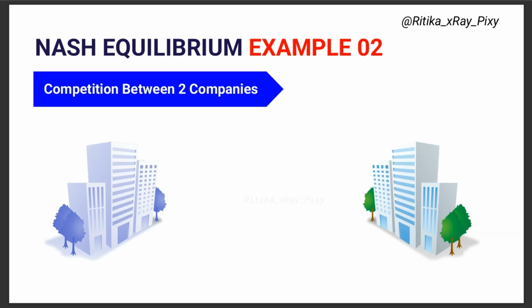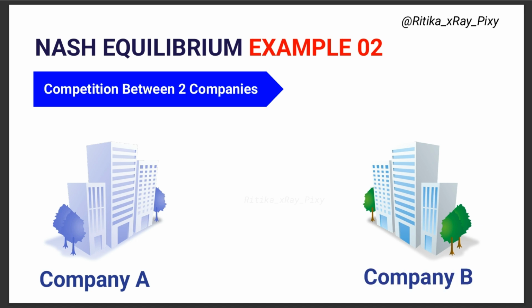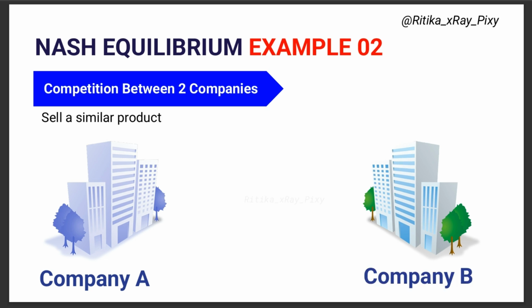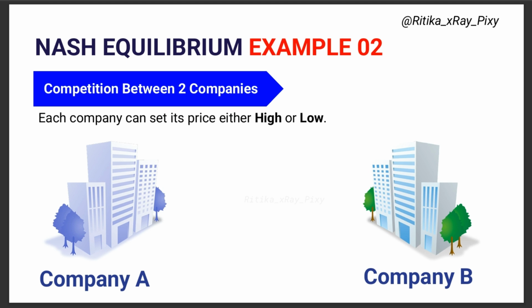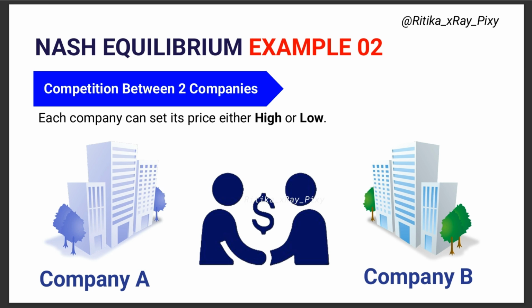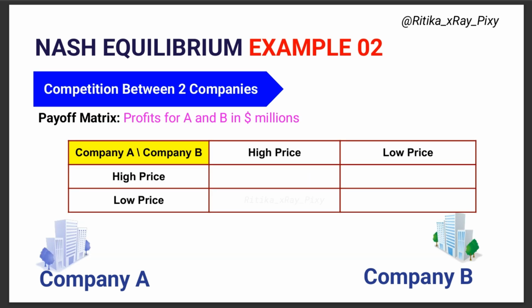Now the second example: competition between two companies. Suppose we have two competing companies, company A and company B, and they sell similar products. Each company can set its price either high or low, and their profit depends on the combination of their pricing strategies. Here you can see the payoff matrix. We will consider the profit for company A and company B in dollar millions. So we have two companies, and they can set price either high or low. So we have high price and low price.